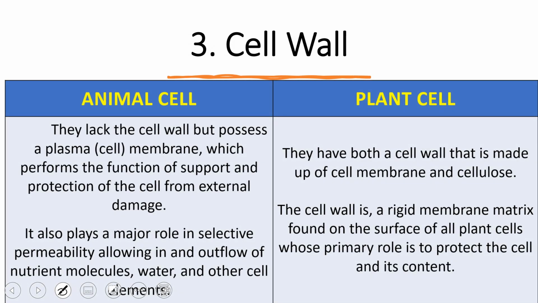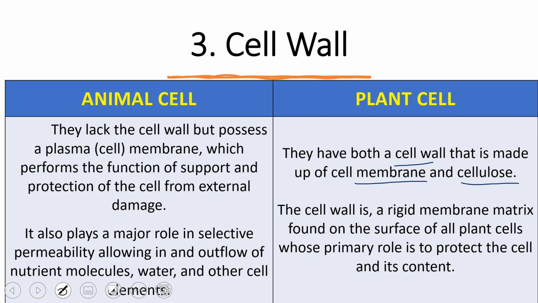Then we will see the cell wall. Animal cells normally lack the cell wall but possess a plasma membrane, which performs the function of support and protection of the cell from external damage. Plant cells contain both a cell wall as well as a cell membrane and cellulose. In animal cells, the plasma membrane plays a major role in selective permeability, allowing the outflow, because animal cells have only a plasma membrane, no cell wall.